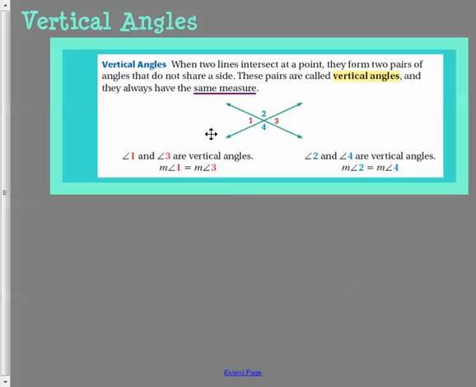Let's look at vertical angles. Vertical angles form when two lines intersect. These are the angles that are across from one another. They also equal one another. So angles 1 and 3 equal each other, while angles 2 and 4 equal each other. These pairs are called vertical angles, and they are always opposite one another. They do not share a common side.